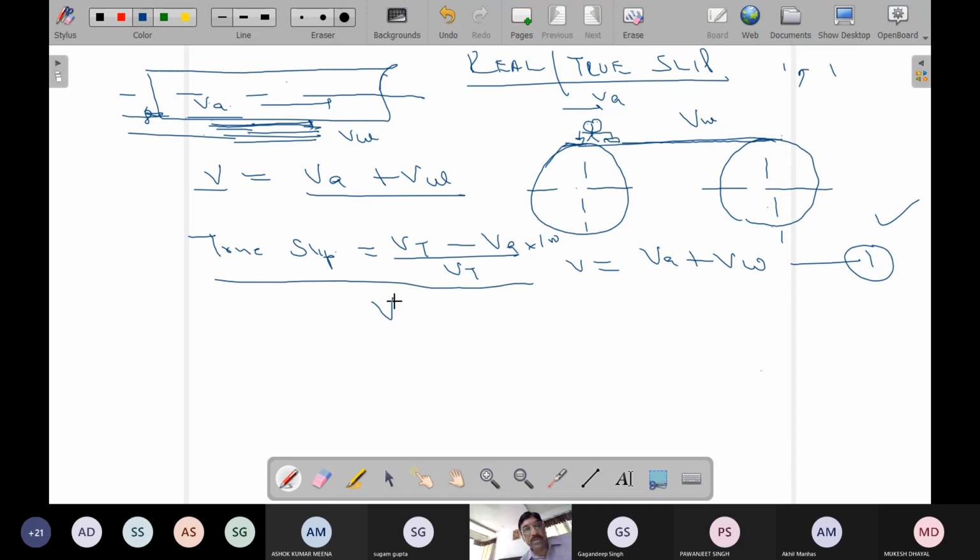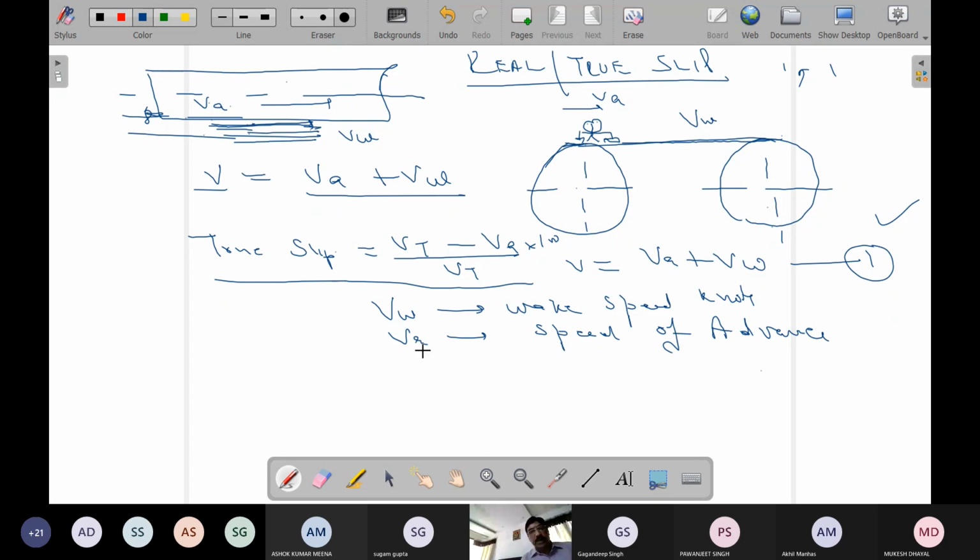And therefore this VW is called the wake speed. Speeds are all in knots here, so I can always write in knots. And VA is called the speed of advance. Let us introduce, because the wake speed is in a certain proportion to the vessel speed, a small w. This small w is called wake fraction.